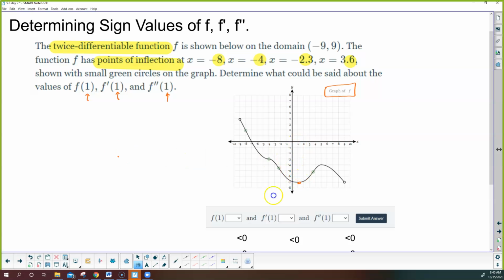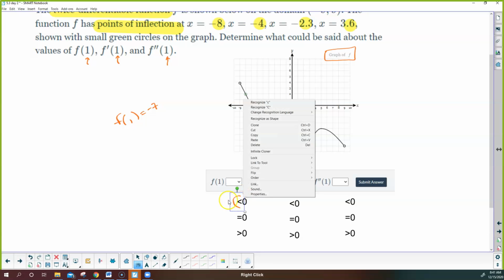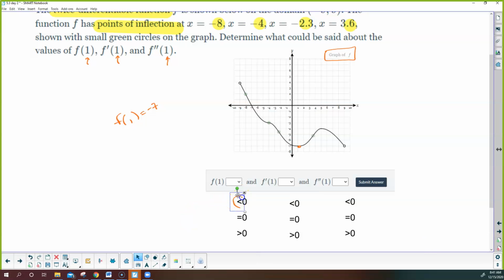And what do I know about f of 1? Well, f of 1, we actually know the exact output. It is -7. So I'm going to go down here, and if I click on the menu, it'll give me 3 options. Well, f of 1 is negative, so it's less than 0. All right, so that would be my first answer.